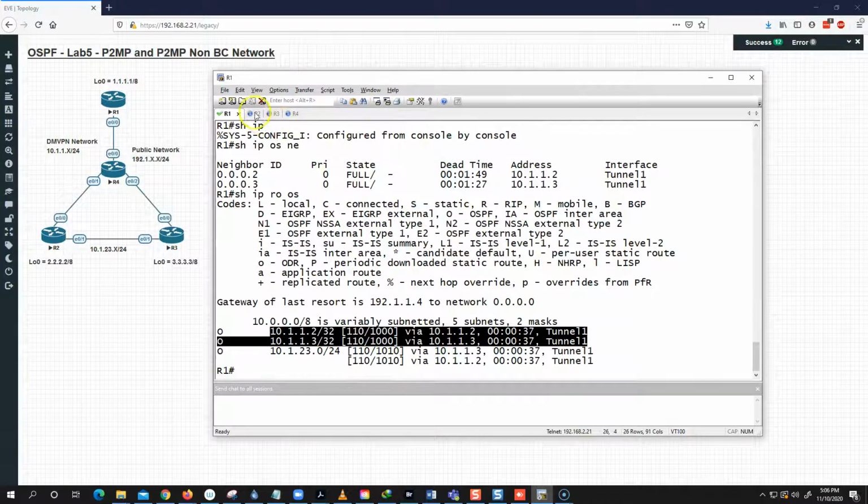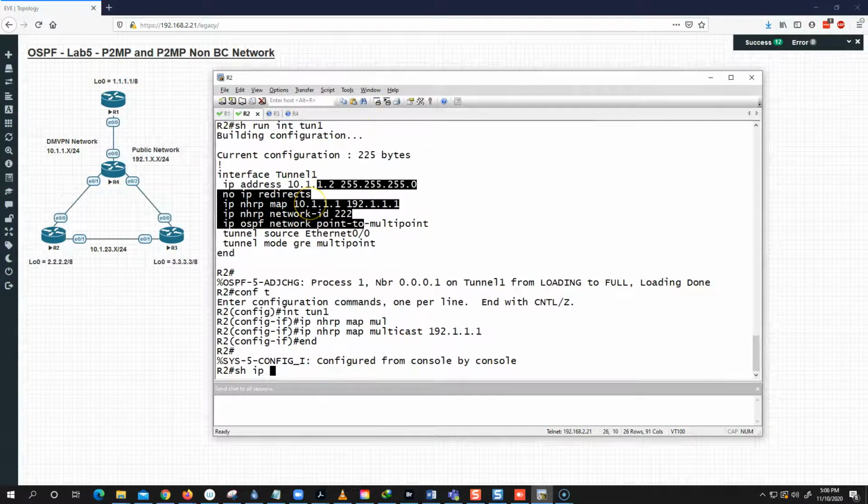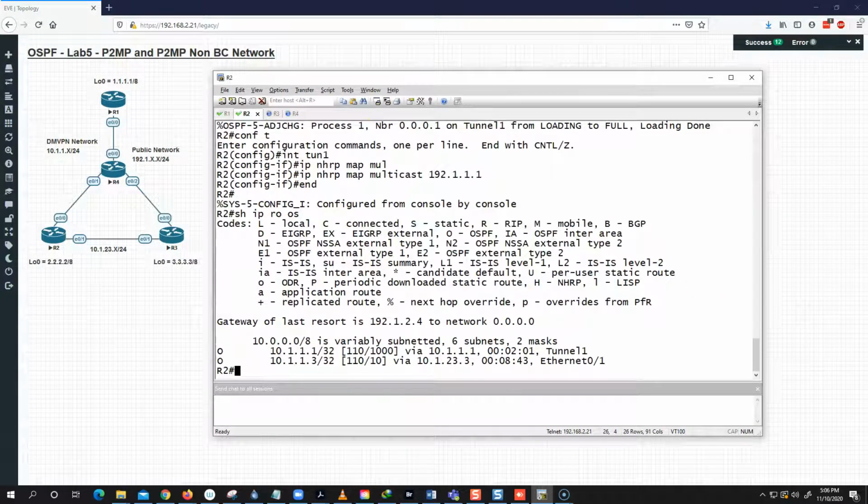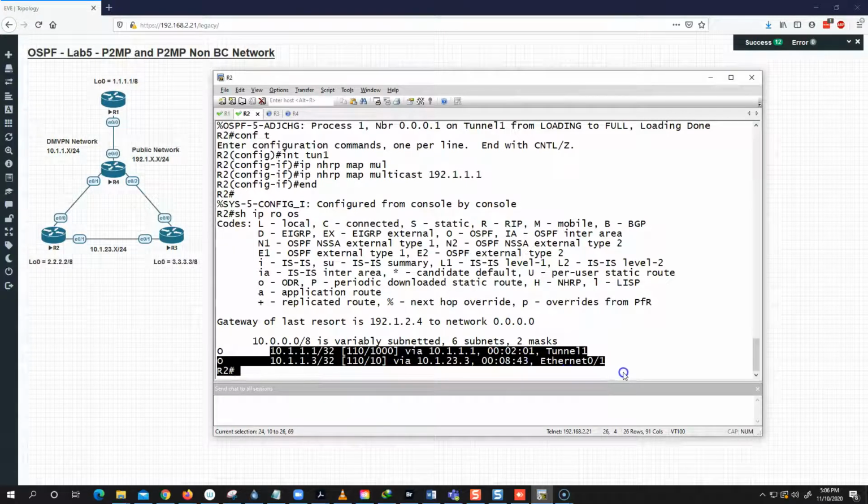So if I go on router 2 and look at the OSPF, you can see that we have the host route for 1 and 3, and this happens by default in the OSPF point to multipoint thing, right? Broadcast and non-broadcast, both ways.